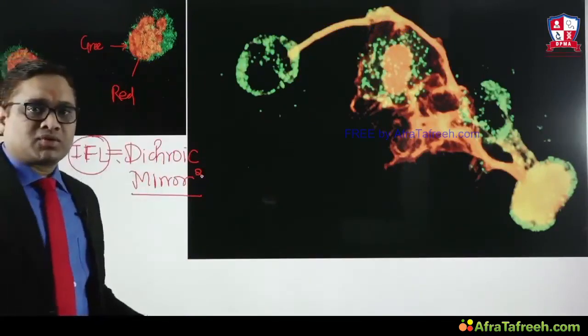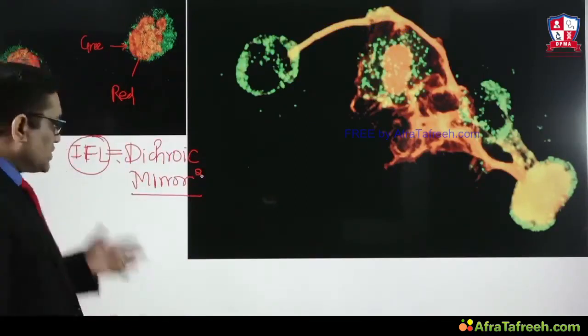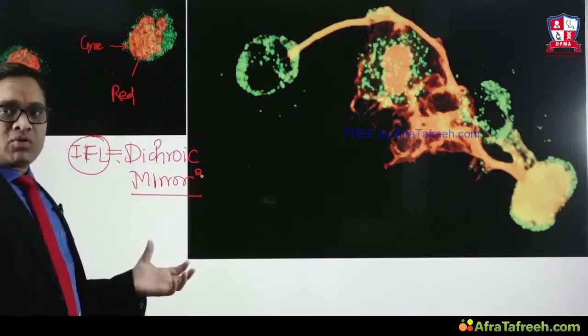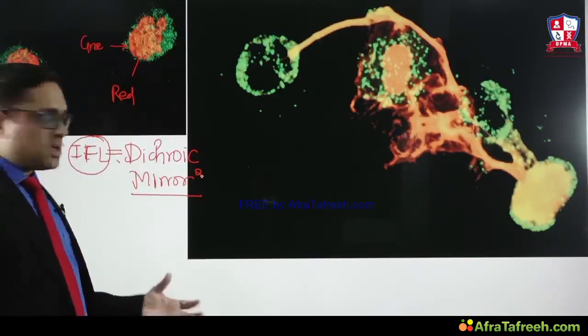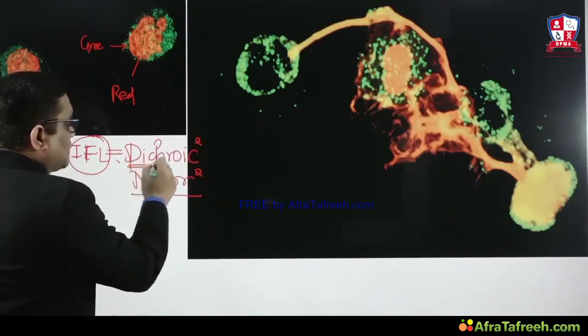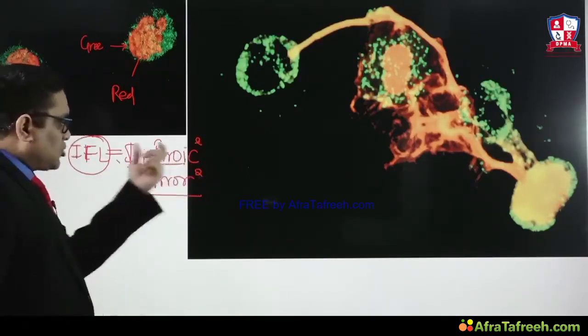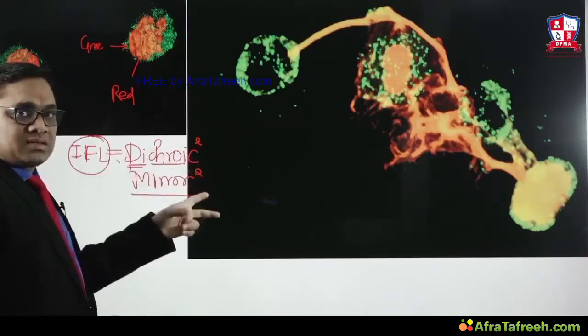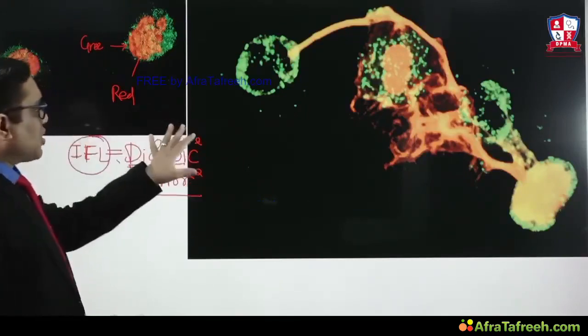A similar type of image was shown in the AIIMS exam and the question was asked, for this type of microscopy which of the following is used? So dichroic mirror is used. As you can see, the name itself is reflecting dichroic, dichrome, two colors. Rest of the things have been blocked, right?